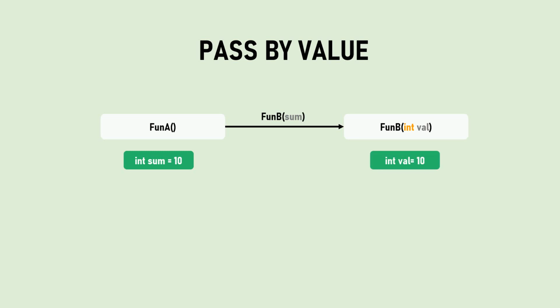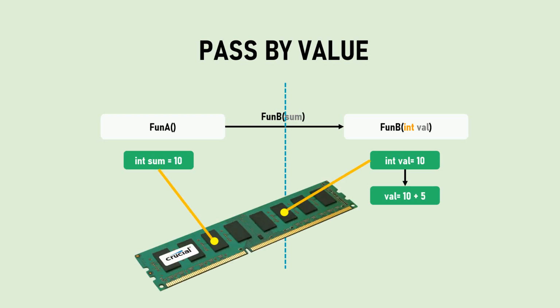Now when it receives the value 10, it assigns that 10 into its own variable called val. Now it has got its own variable, and whatever changes it makes, it makes on its own variable. Does that affect the previous variable? No, it didn't, because there is a barrier. If you want to understand why this barrier is there, you need to check the memory locations.